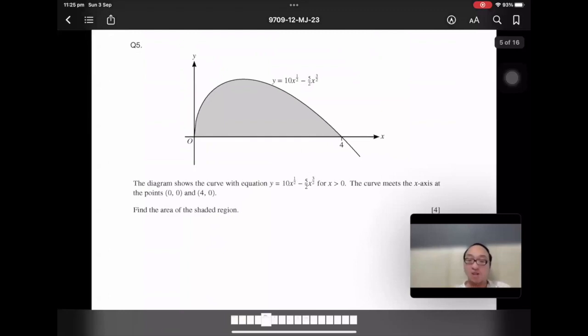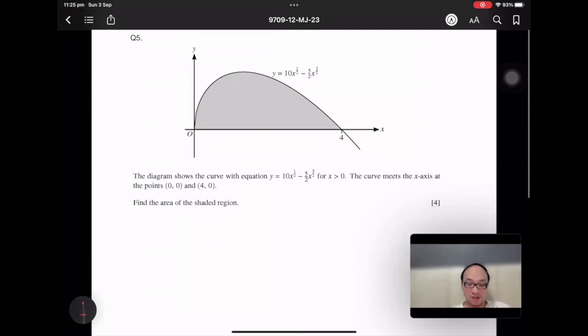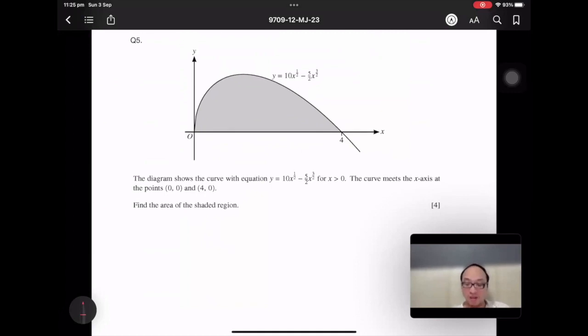Number 5. The diagram shows the curve with equation y equals 2 for x greater than 0. The curve meets the x-axis at the points (0, 0) and (4, 0). Find the area of the shaded area. So from here we can see that the boundaries are from 0 until 4. And to find the area, we can use the integral from 0 until 4 of y dx, because we are finding the area between the curve and the x-axis, so we will use y dx.